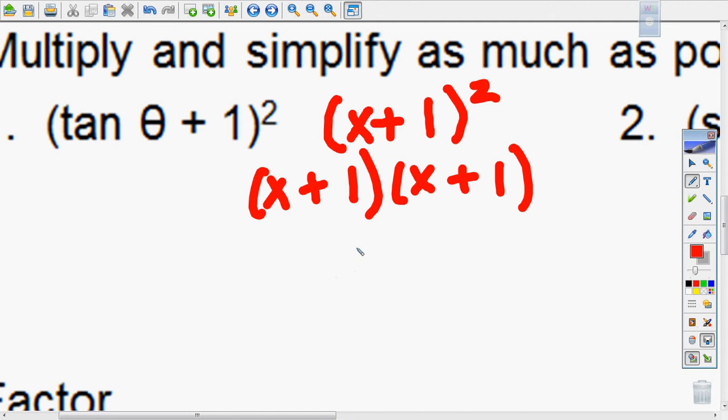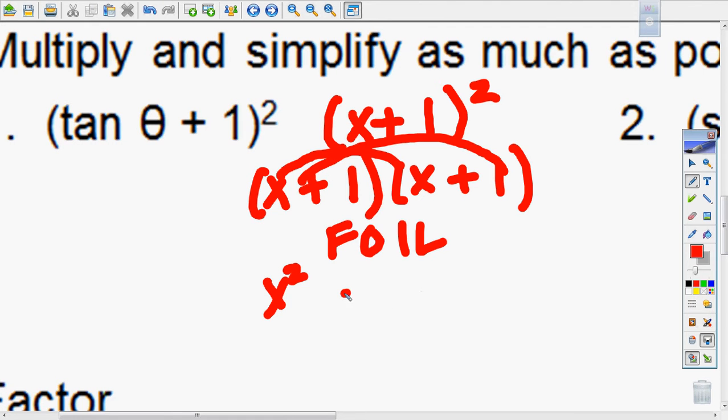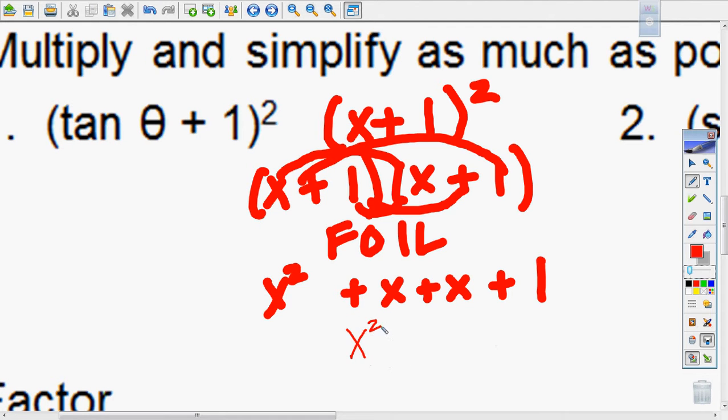And then what was the process you would follow? FOIL. You would distribute, right? When you do FOIL, you do the first 2 terms, and that gives you x squared. You do the outside terms, and then the inside terms, and then the last terms, and 1 times 1 is 1. It's going to be x squared plus x plus x plus 1. And what is x plus x? 2x.